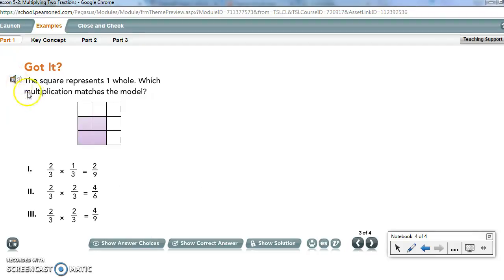Says the square represents one whole. Which multiplication matches the model? Well, we could go through and we could cut our squares, 1, 2, 3, 4 out of 9. So we know then it must be 3.